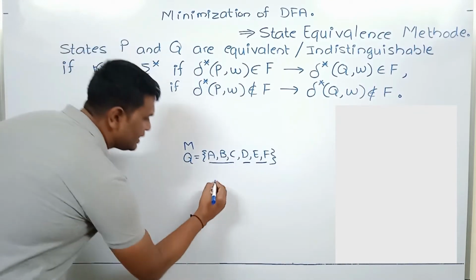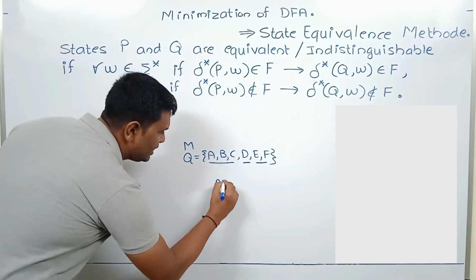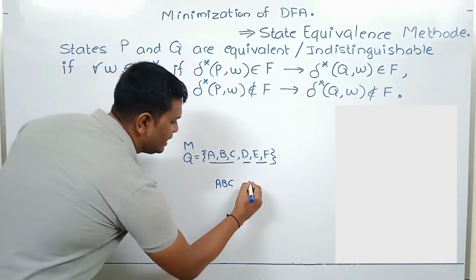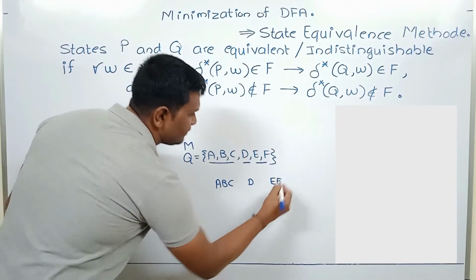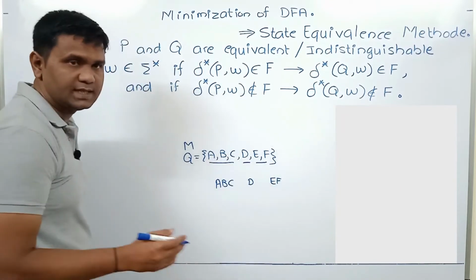Now in this case, we can group A, B, C together. D will be a separate group, and states E and F, they are equivalent, they are also in same group.